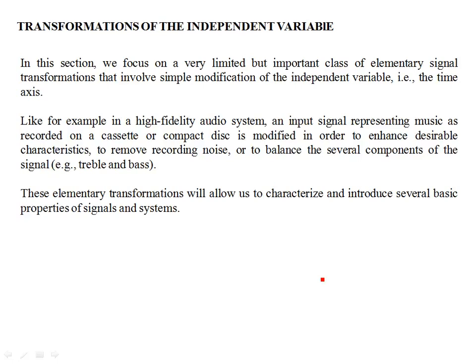We are going to talk about some elementary transformations on the independent variable of signals. Now, these transformations play a very central, key role in classifying signals and systems, characterizing their behavior, their properties, and the way they handle the signals.